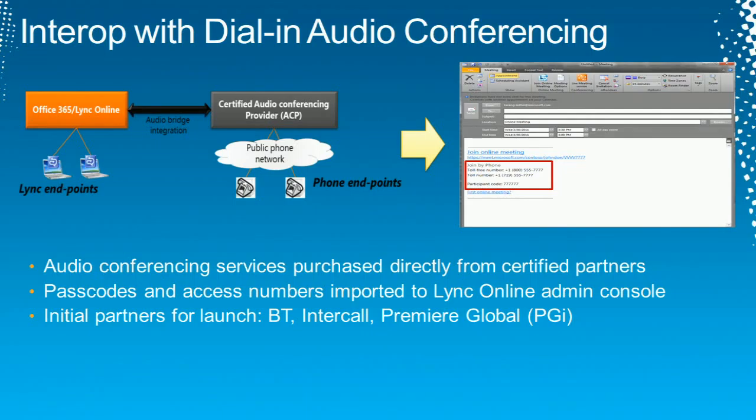I just mentioned the passcodes and all the meeting information is embedded in the Lync meeting invite. In order for that to happen, the tenant admin must import this information to the Lync Online tenant console, the administration console, and allocate the right passcodes and access numbers to the right users. And that's how this happens. So it all happens in the Lync Online admin console.